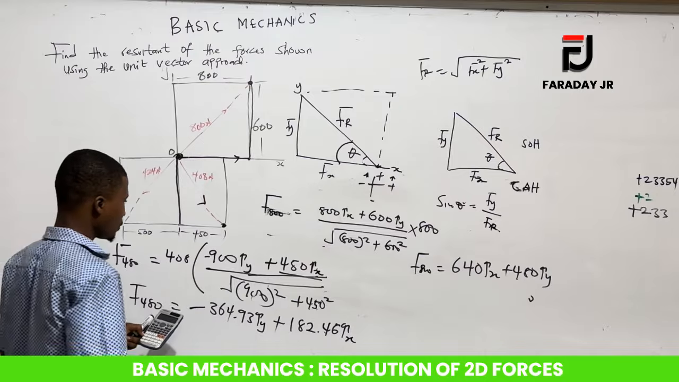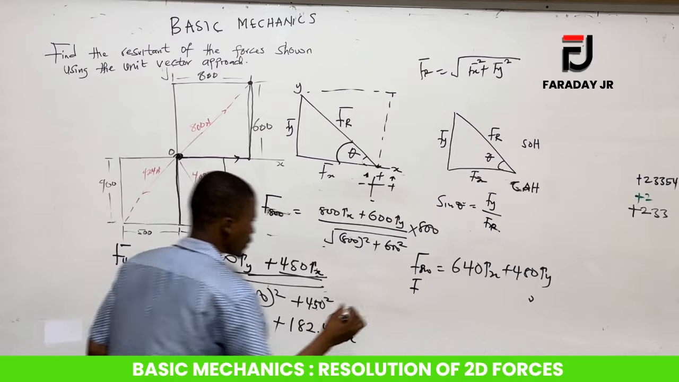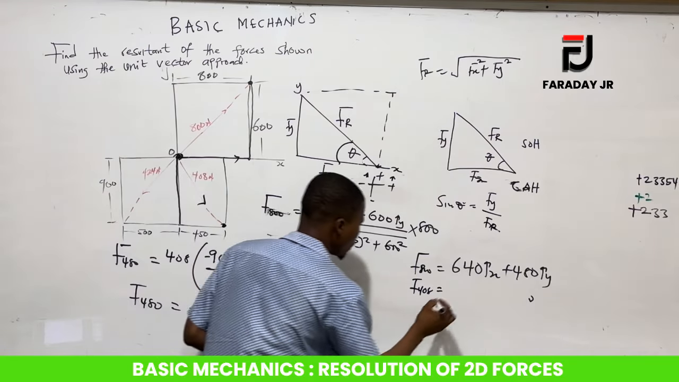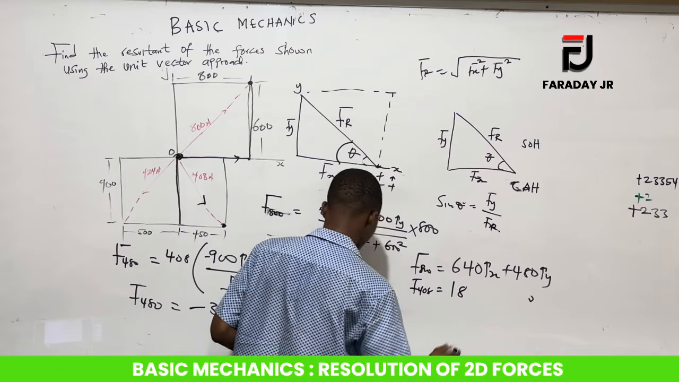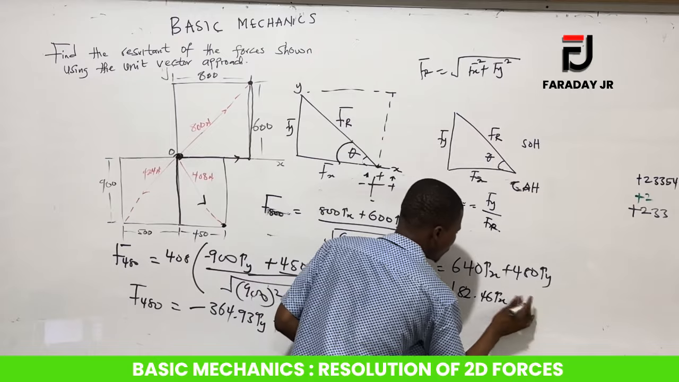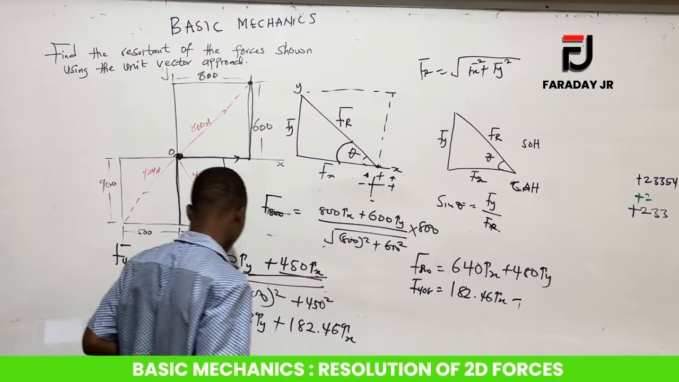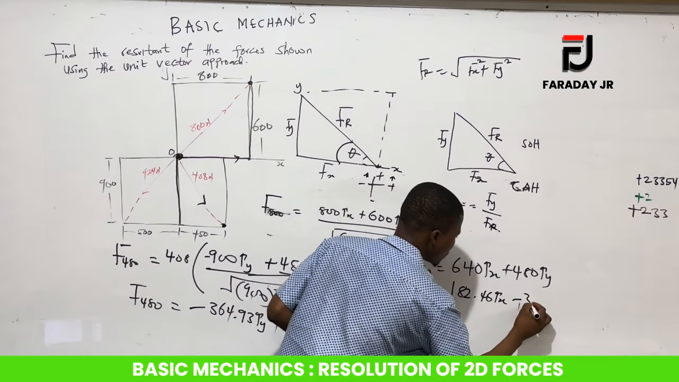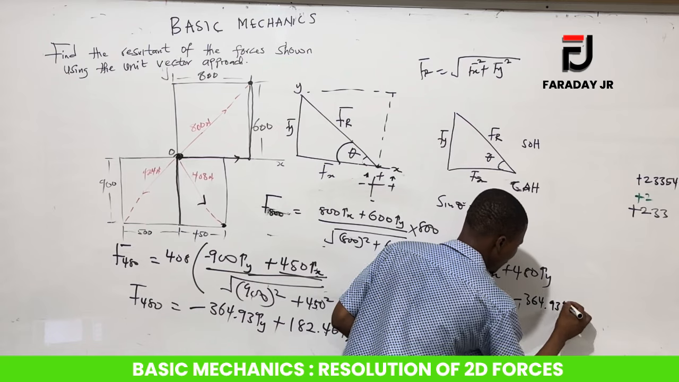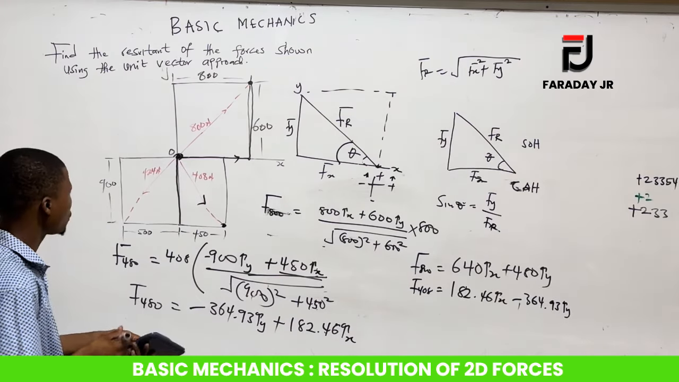Okay, very good. So it means that I can present another force here. In that force, our force 408, the values are 182.46 i (x) minus 364.93 j (y). We are now going to solve for the last force, because we have another force in a particular plane.